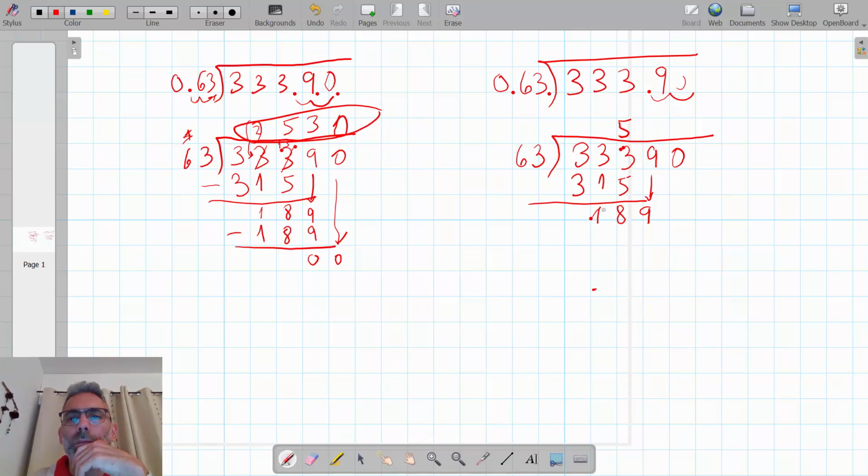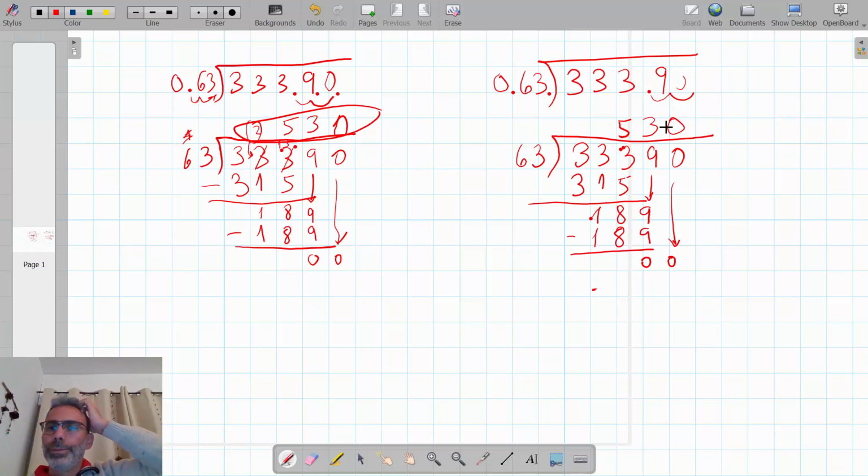Okay, 3 times. Okay, 63 goes into 189 3 times. So 3 times 63 is 189. Subtract the remainder. Bring down the zero. 63 goes into 0 times, so it's 530. Okay.